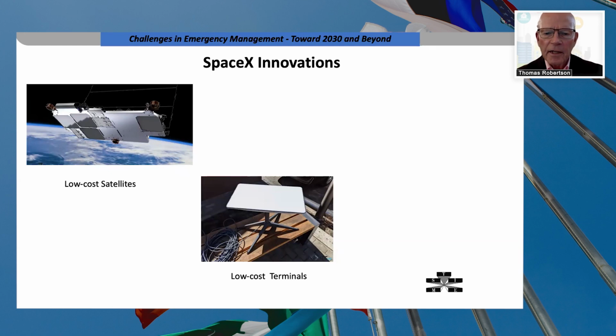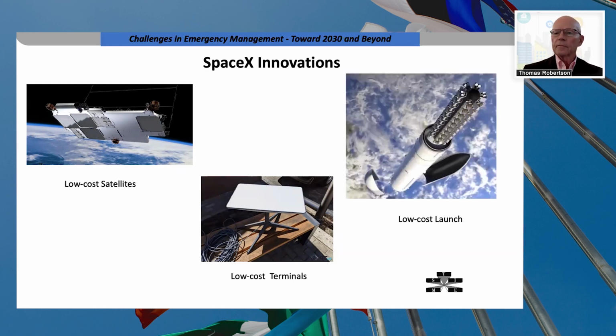Another innovation was mass producing Earth terminals at a low cost. These are the terminals that have been sent to Ukraine and find themselves on roofs on top of mobile communication stations. And here you can see you can even mount it on a sort of a stand.